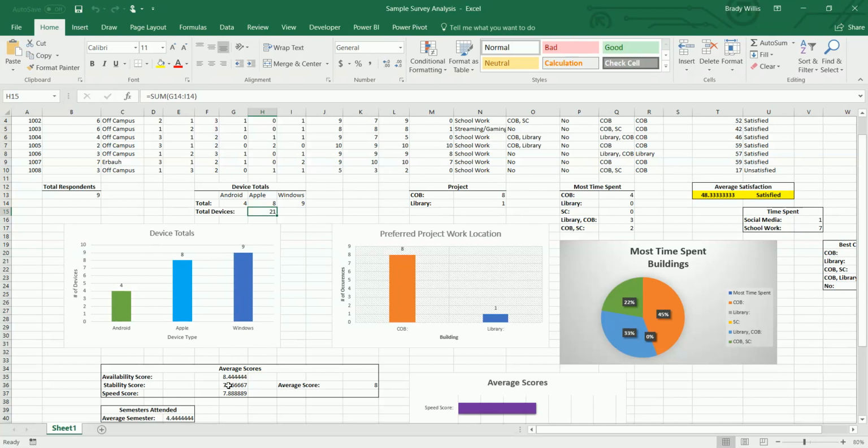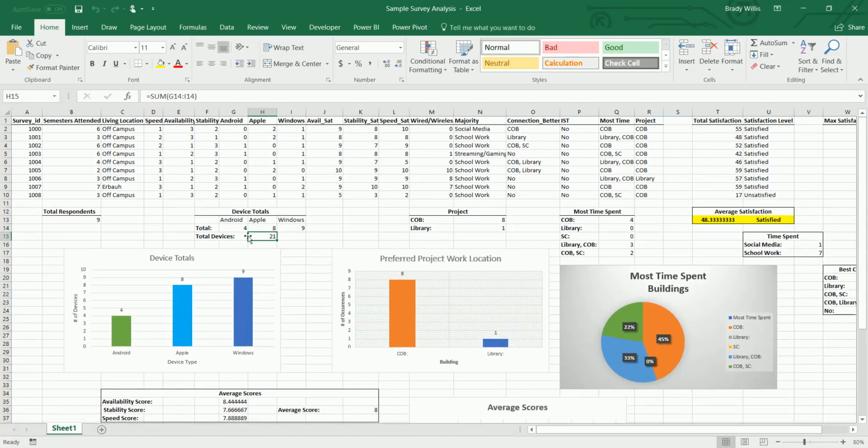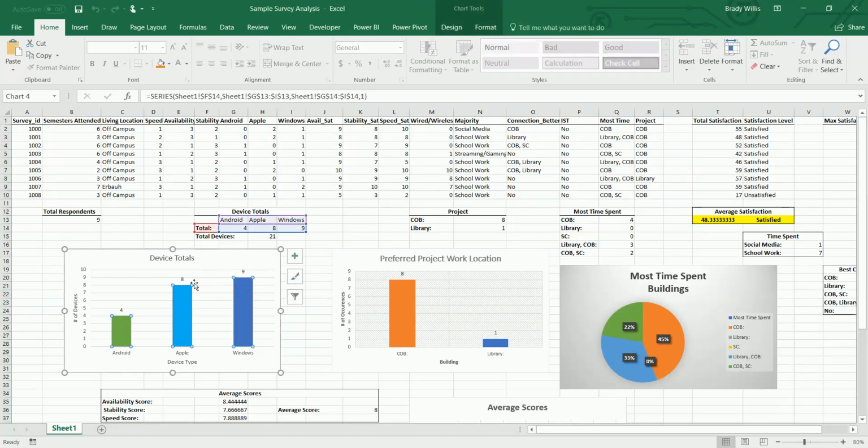We have it broken down by the average availability score, stability, speed, the average semesters. We found no correlation between semesters attended and satisfaction. There was no correlation shown between whether you use wireless or wired connection. So there's just several things that we have, and some of these are simply points of analysis, like the device totals, and we wanted to put it into a graphical analysis so you don't obviously have to sift through the results and just look at numbers all the time.